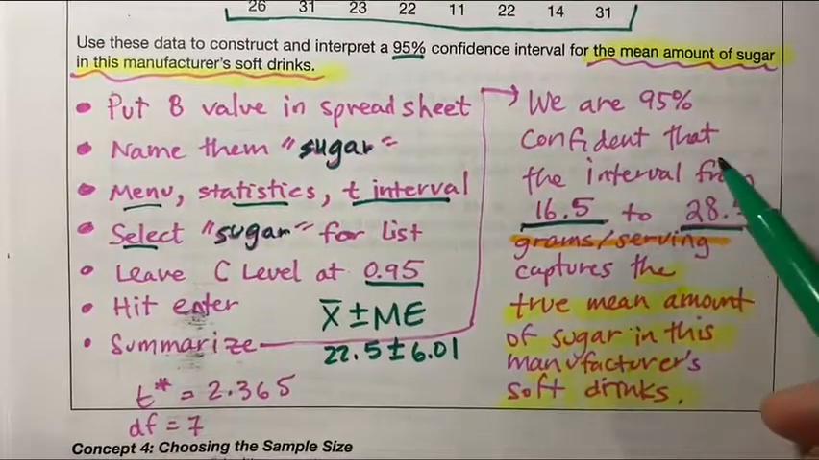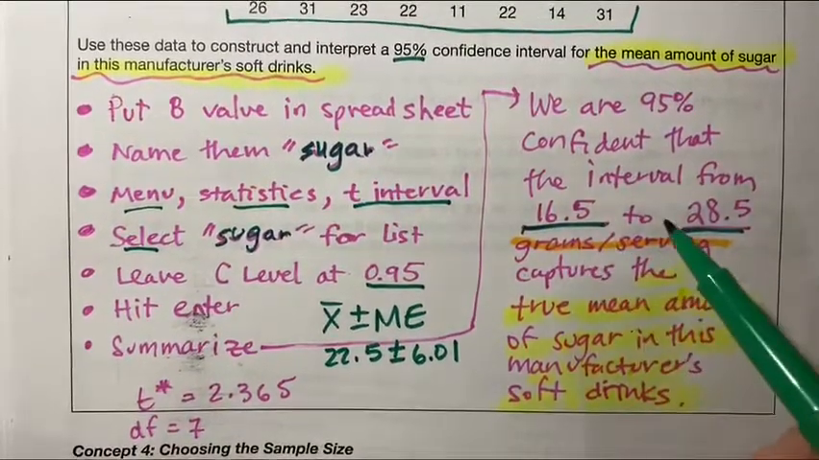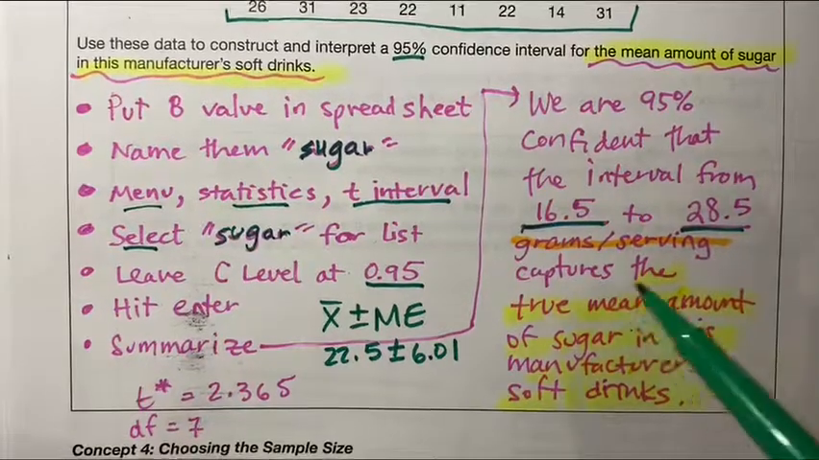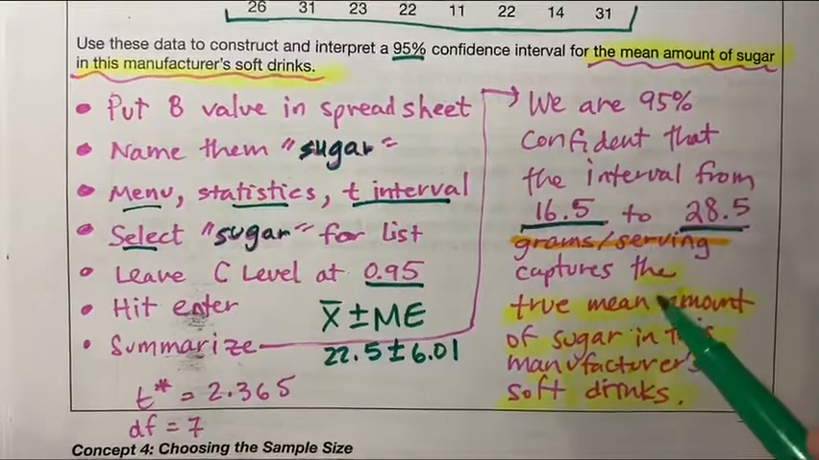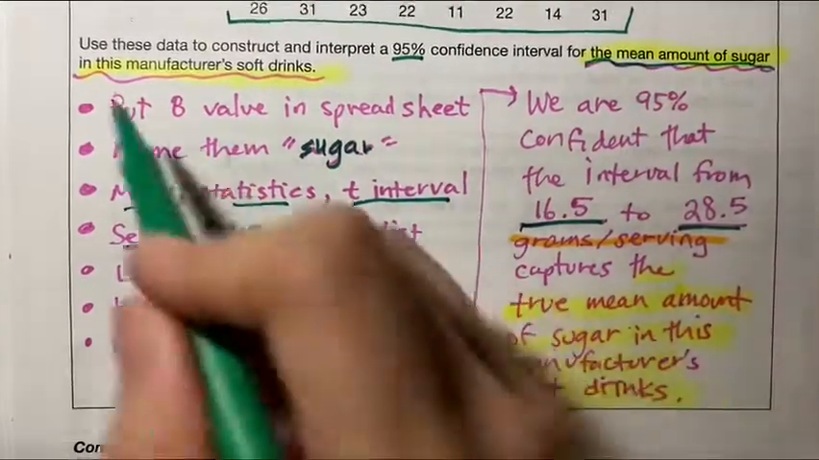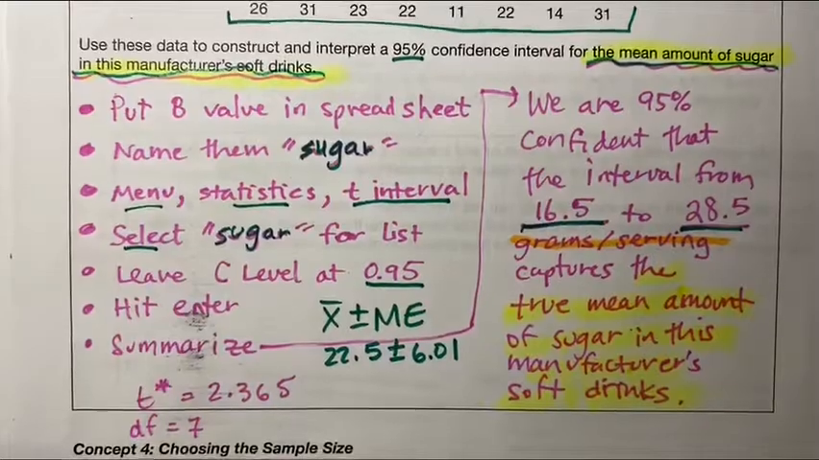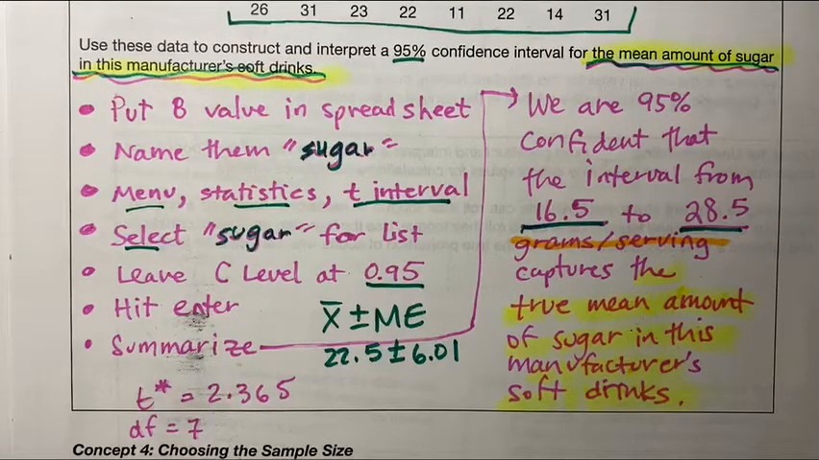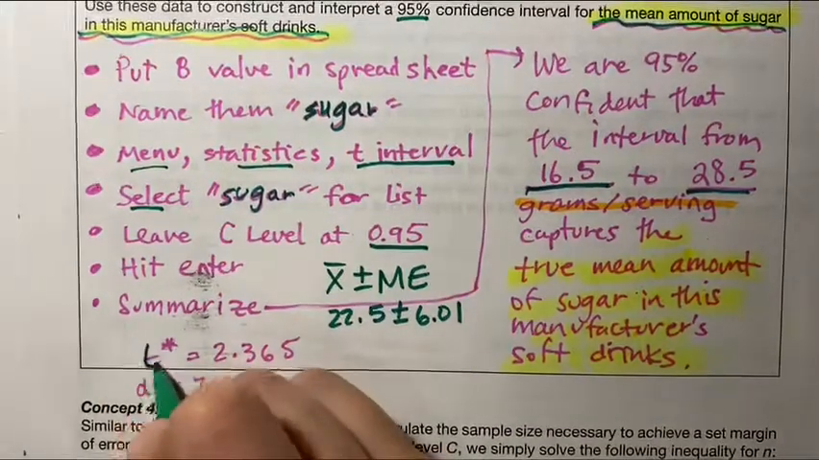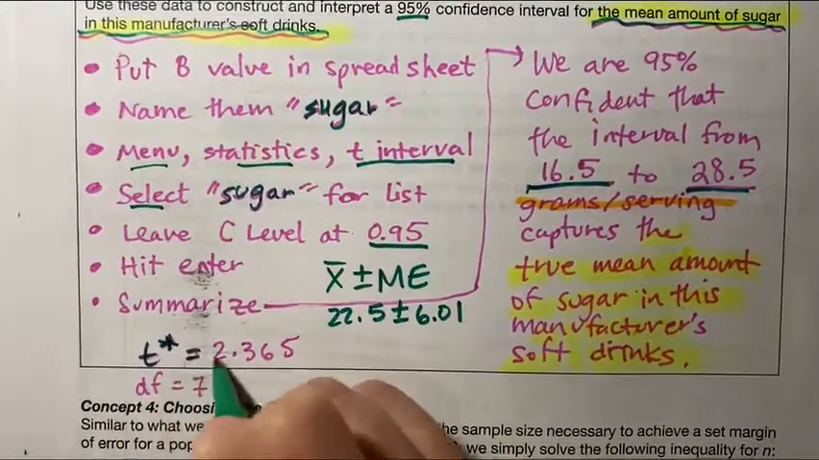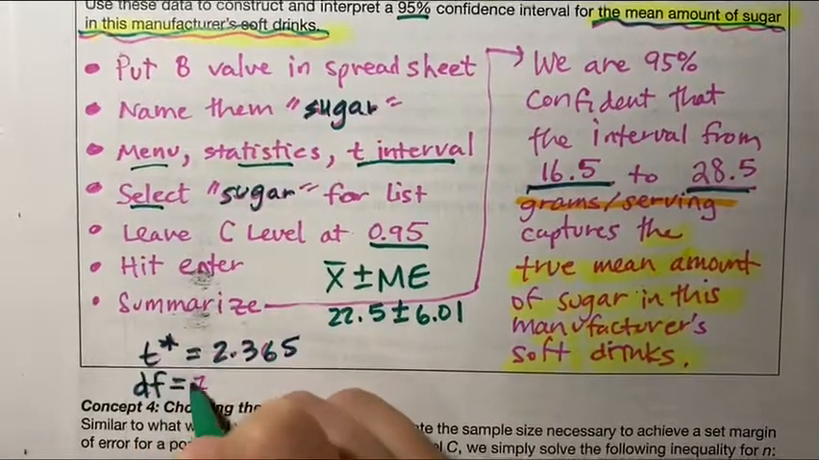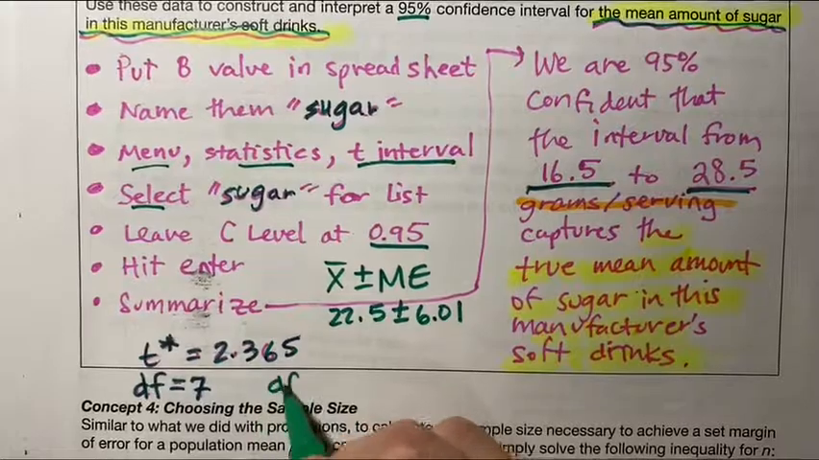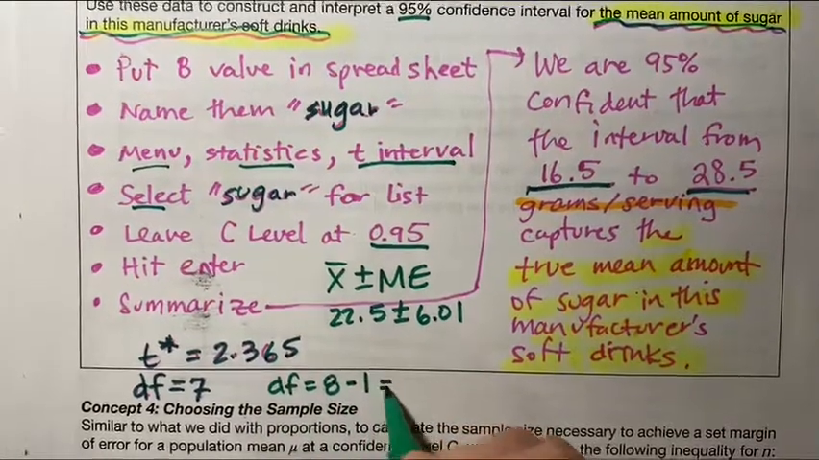So we are 95% confident that the interval from 16.5 to 28.5 grams per serving captures the true mean amount of sugar in this manufacturer's soft drink. These words I copy from the question, so I do not get creative. I just restate the question they are asking me. What were some other things I was looking for in the problem? Well, you did have a table B, so you should have noticed that your T star is 2.365 because your degrees of freedom was 7, which is 8 numbers minus 1.